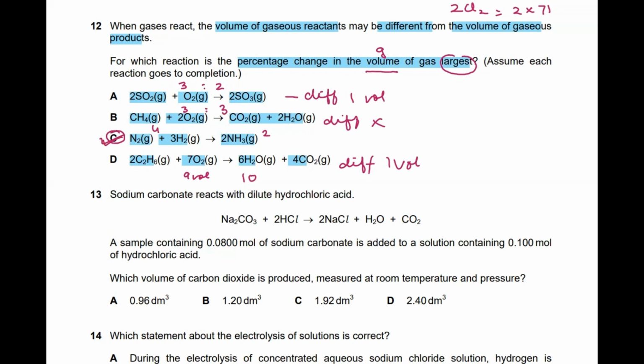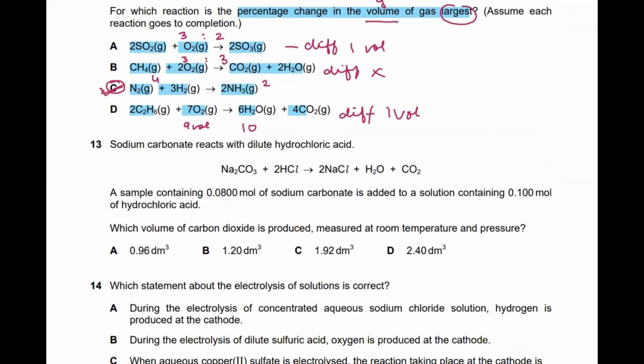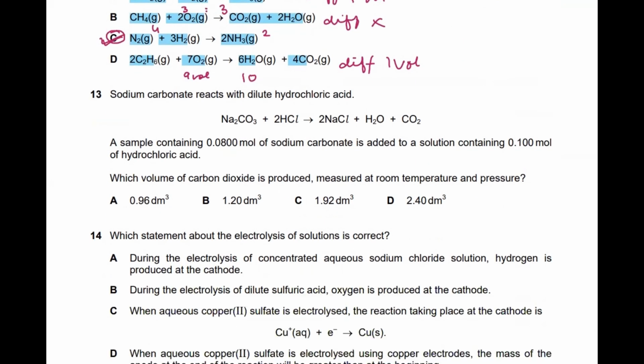Moving to question number 13. Question number 13 says, sodium carbonate reacts with dilute hydrochloric acid, and this is the reaction which is given to us. A sample containing 0.080 moles of sodium carbonate is added to a solution containing 0.100 mole of hydrochloric acid. Which volume of carbon dioxide is produced?